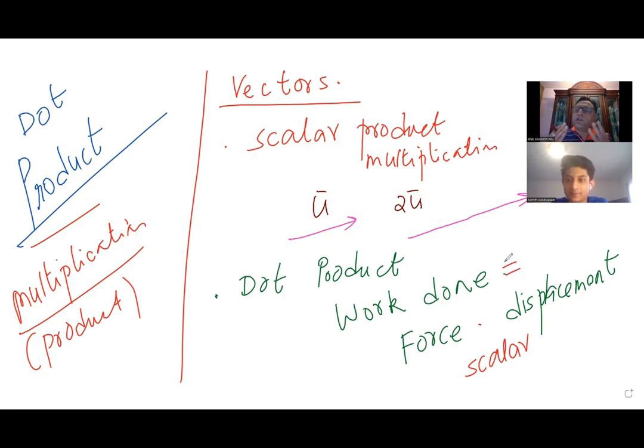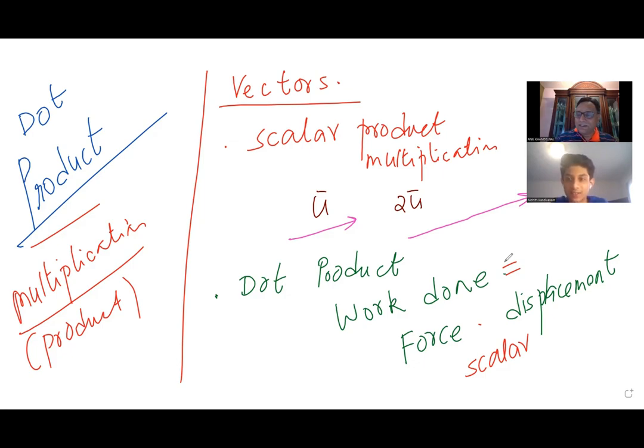Now, we have to model this situation. How do we figure out what is the work done when a force of some unit, some newtons, is being applied for a displacement of a few meters? How do we mathematically analyze this situation? That is what dot product is all about. You get the idea?